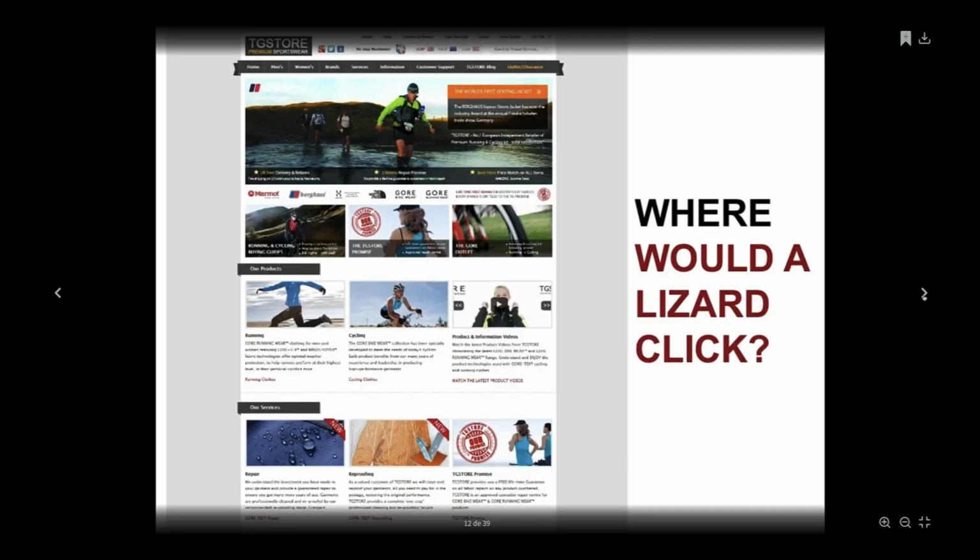Now, here's another example of what we can do in just really attracting that lizard brain. So where would a lizard click here? We want to remove friction, right? That's what this whole tutorial is about. Remove friction around buttons, getting your prospect to actually click.